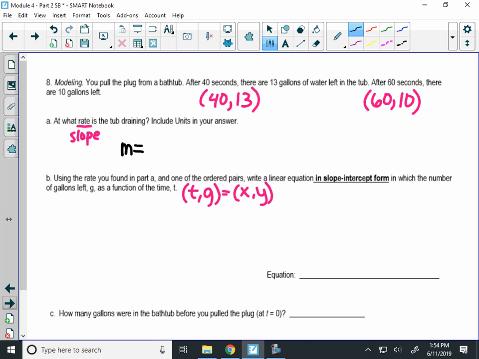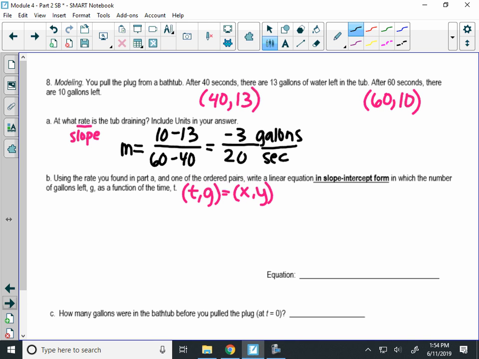To do that, I'll start with 10 minus 13 over 60 minus 40. That gives me negative 3 over 20, which doesn't simplify any more than that. But if I included units like it says to, that'd be that the tub is going down 3 gallons, right? That was the top, the y's, or the gallons, every 20 seconds. You're going down 3/20ths of a gallon per second, or 3 gallons every 20 seconds.